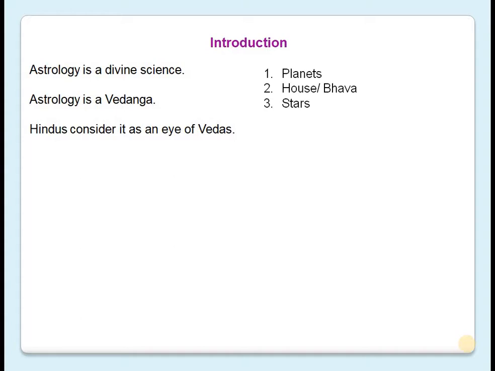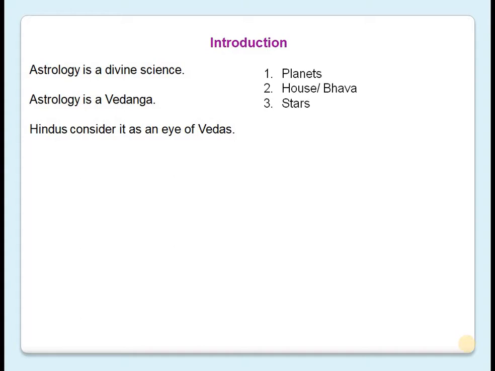Here I talked about Rahu and Ketu. Rahu and Ketu are mathematical planets or shadow planets. How to calculate Rahu and Ketu, I will explain in future videos with diagrammatic explanation. So here we are going to deal only with Sun, Moon, Mars, Mercury, Jupiter, Venus, Saturn, Rahu and Ketu.